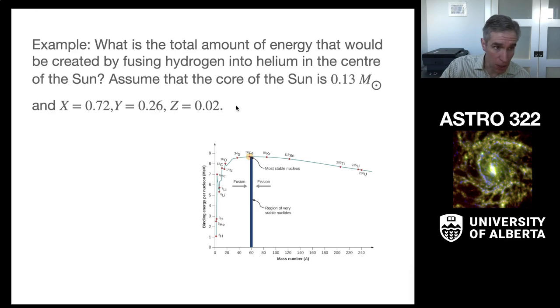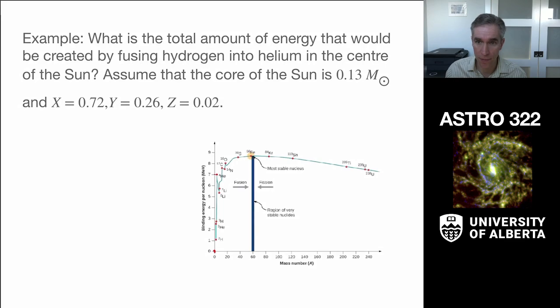So if we look at an example here, I could ask the question like this. What's the amount of energy that would be created by fusing hydrogen into helium at the center of the sun? Assume that the core of the sun, that is the amount of fuel that is accessible for nuclear fusion, is 13 hundredths of a solar mass. And this is our chemical composition for the gas in the sun.